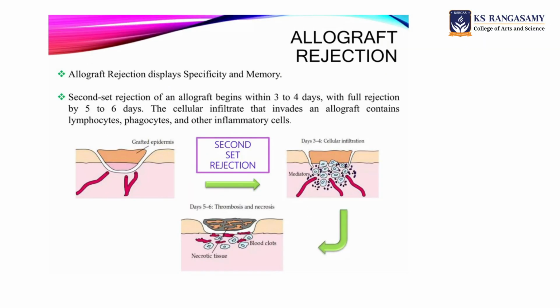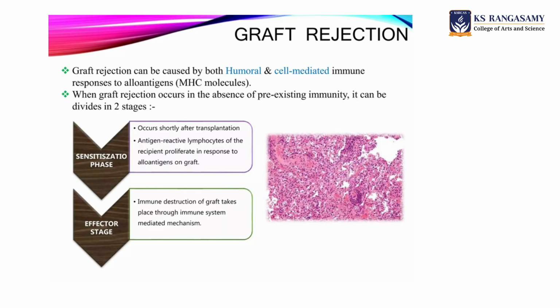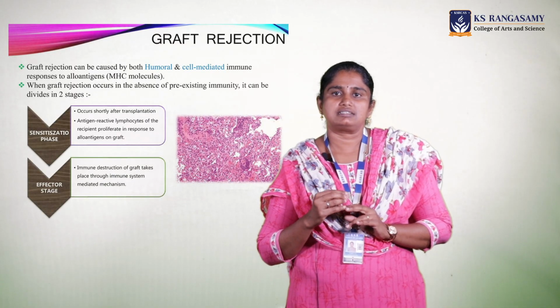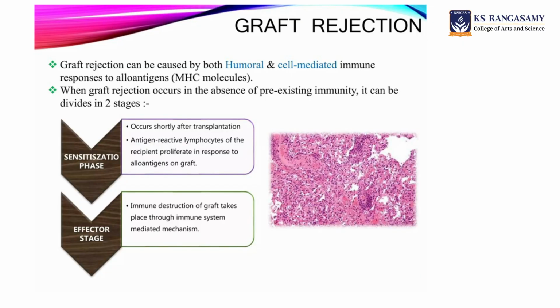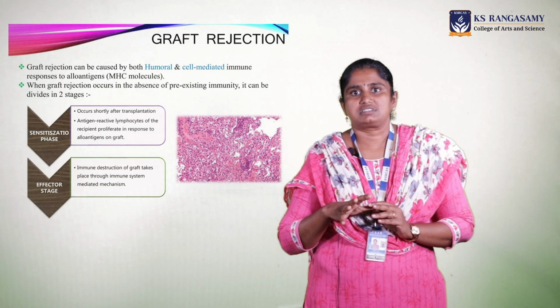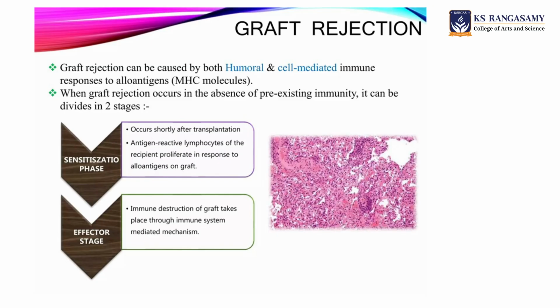The allograft can be rejected within 3 to 4 days, or at most 5 to 6 days. Within these days the tissues can be rejected. The graft rejection is caused by humoral and cell mediated immune response. This has 2 stages: the sensitization phase and the effector phase. In the sensitization phase, graft rejection occurs in a short time, and in the effector phase the graft is rejected after a long time. For example, in the sensitization phase the graft can be rejected within 3 to 6 days, and in the effector stage the graft can be rejected within a month to several years.